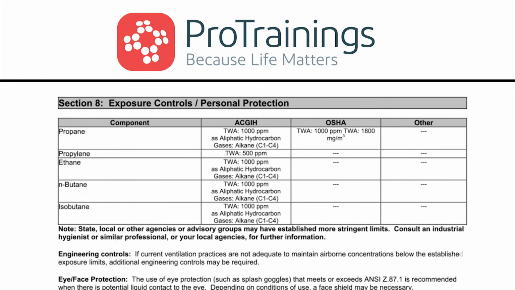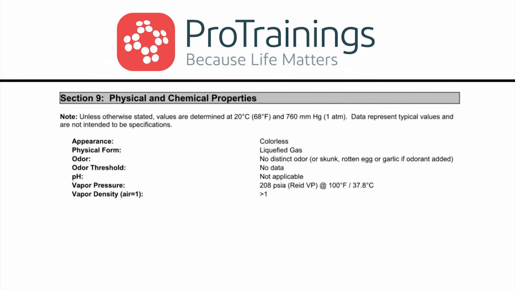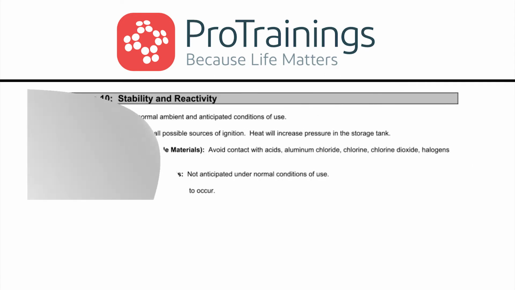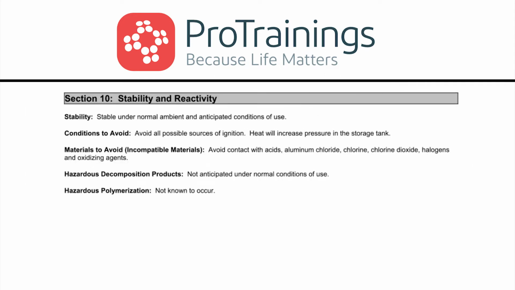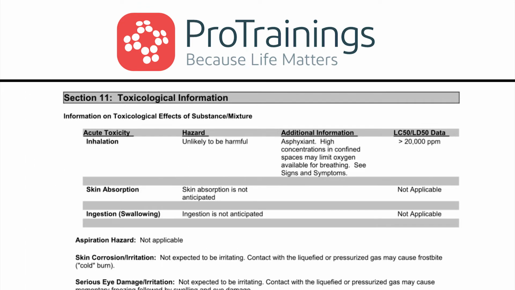Section 8 in the SDS details the exposure controls and the personal protection equipment for this chemical. Keep in mind that many hazardous chemicals require specialized equipment and specialized training in order to handle them properly. Section 9 contains the physical and chemical properties of the chemical. Section 10 details the stability and reactivity of the product. Section 11 details the toxicological information.